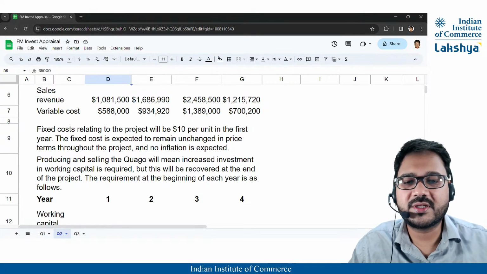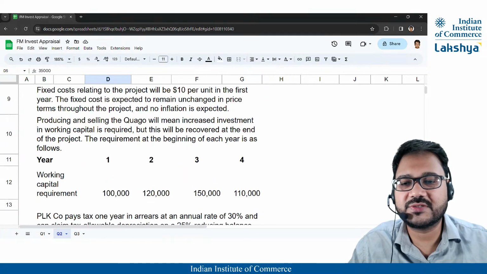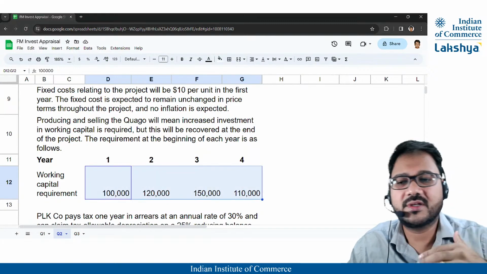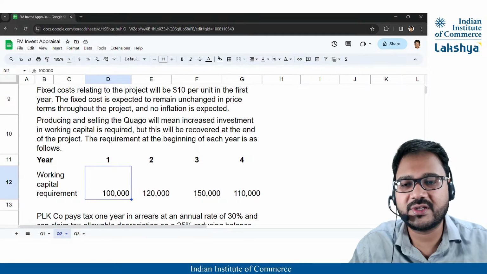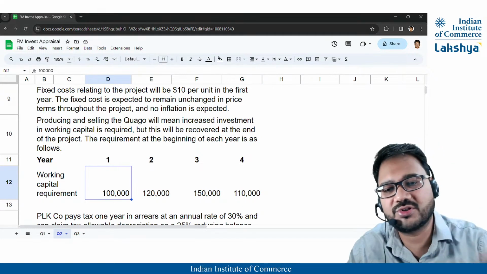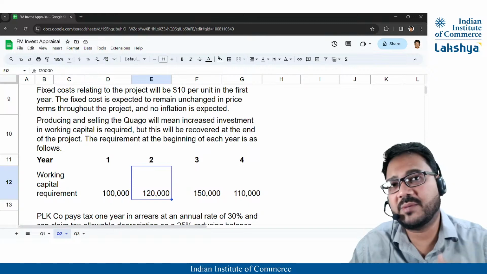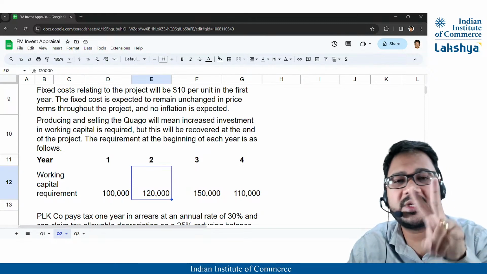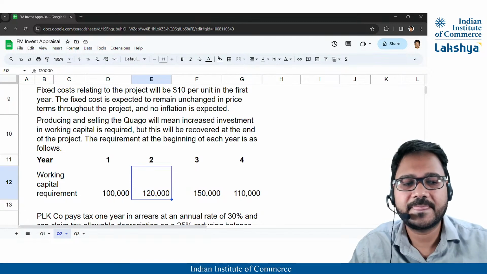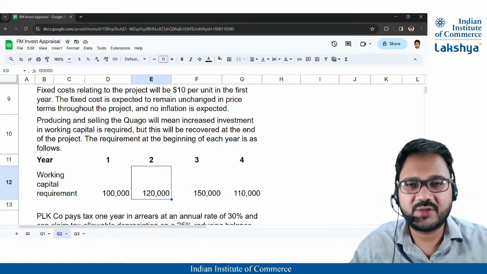Required, but this will be recovered at the end of the project. The requirement at the beginning of each year is as follows. So for years 1, 2, 3, 4, this is the working capital required. Now understand this: in year 1 you have already invested $100,000. In year 2 the requirement is $120,000, so you need to invest only $20,000 extra, not 120.